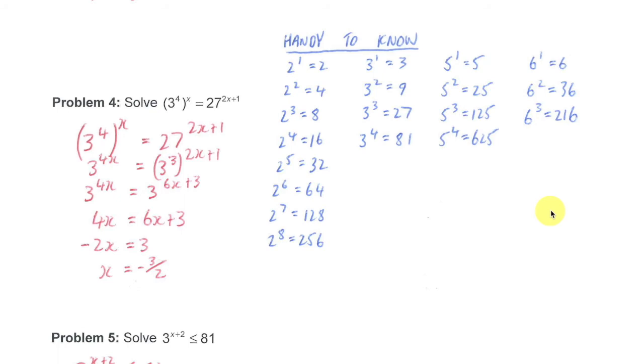All right, so let's take a look at problem 4. I've got solve (3 to the power of 4) to the x equaling 27 to the power of 2x plus 1. So first of all, I want to get rid of the brackets. So that's 3 to the power of 4x. And I want to rewrite the 27 so it's of the same base on the left-hand side. So I'm going to rewrite the 27 as 3 to the power of 3. Then tidying up the powers. So clearly left-hand side, 3 to the power of 4x equals 3 to the power of 6x plus 3. I can now equate the powers and then solve for x. I get negative 3 on 2.